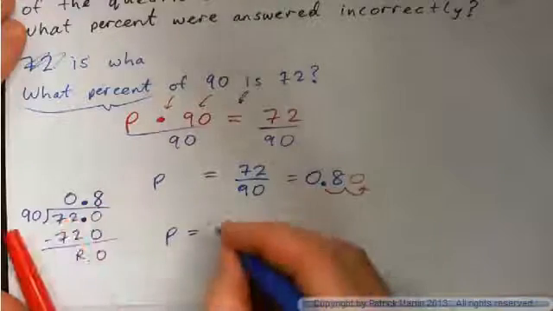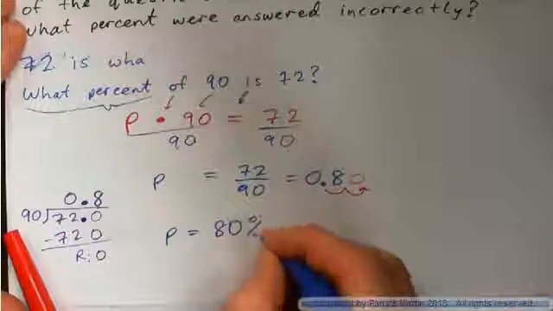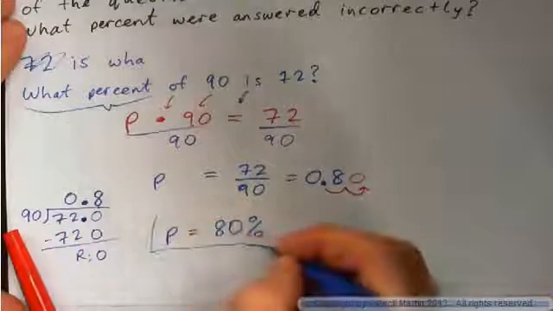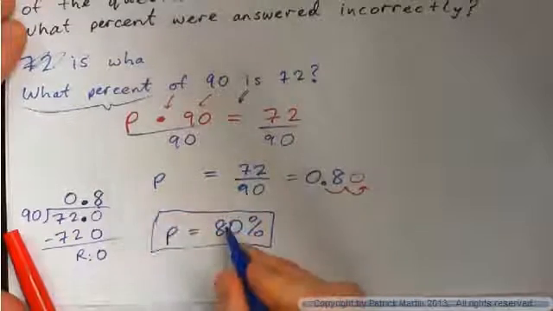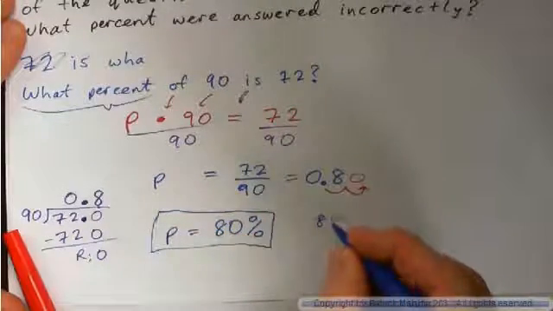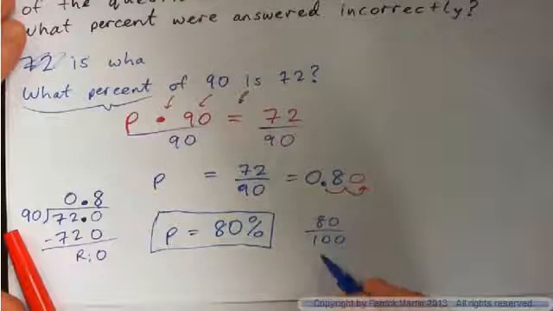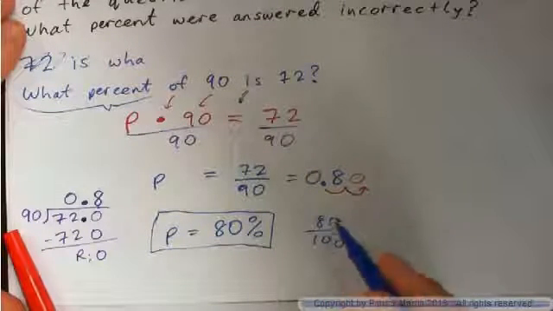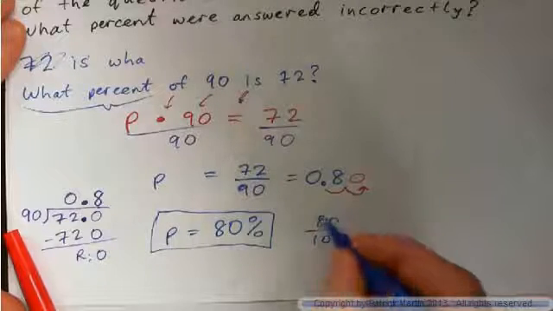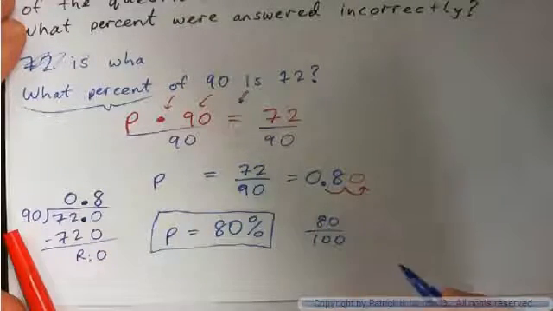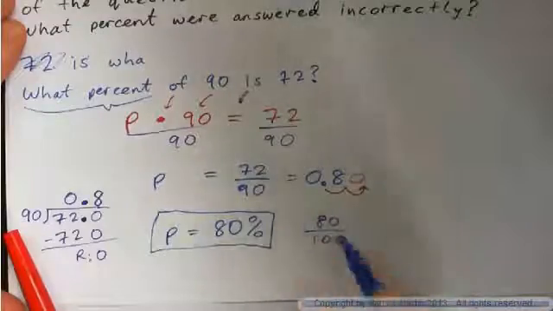And that becomes 80%. So if you got 72 questions out of 90 correct, that is 80%, or 80 per 100 if you want to think about it that way. So if there were 100 questions and she kept working at the same rate, she would have got 80 out of 100. That's the same thing as getting 80 out of 100, right? Okay.